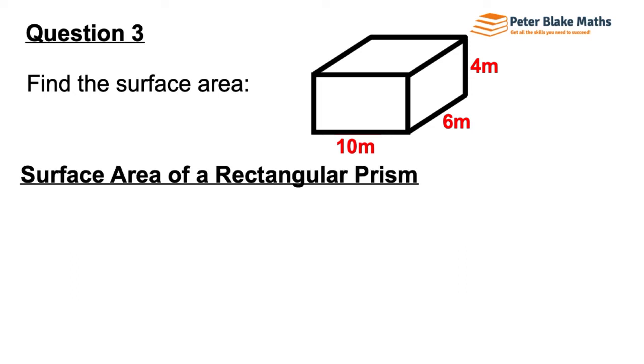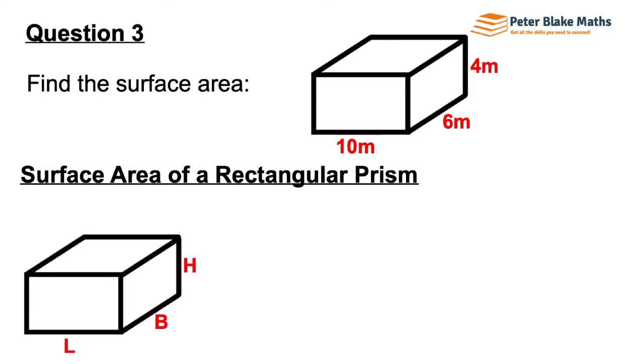Now the formula for the surface area of a rectangular prism, we need to work out the area of each face. There are repeated faces. There's a floor and a ceiling and that sort of thing. We've got a length and a breadth and a height. In this case we've got 10 for the length, 6 for the breadth, and 4 for the height.